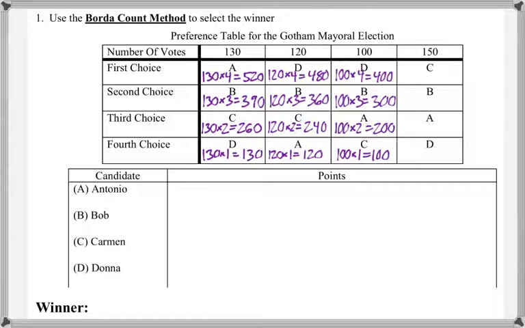And then in the final column, 150 times 1 is 150. 150 times 2 is 300. 150 times 3 is 450. And 150 times 4 is 600.